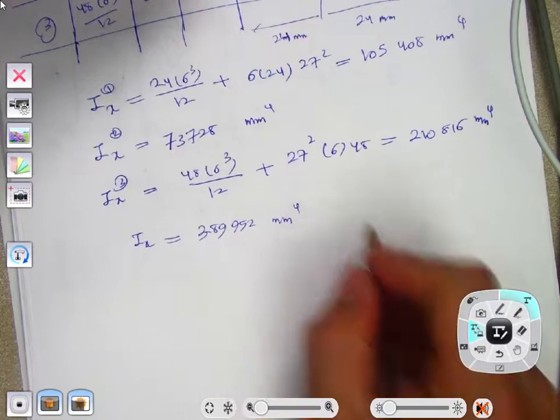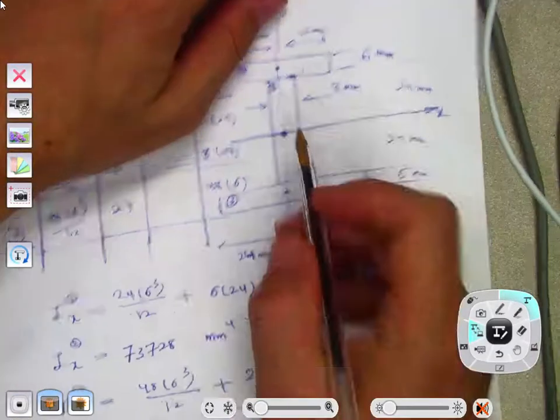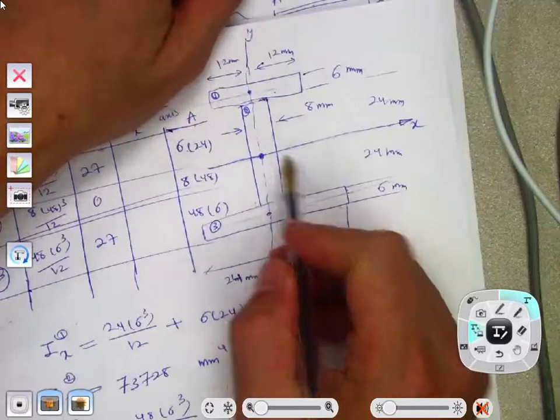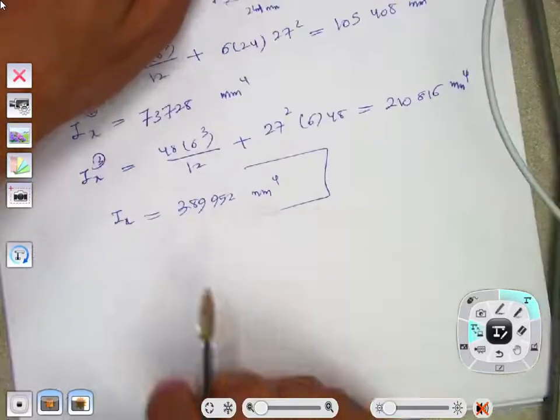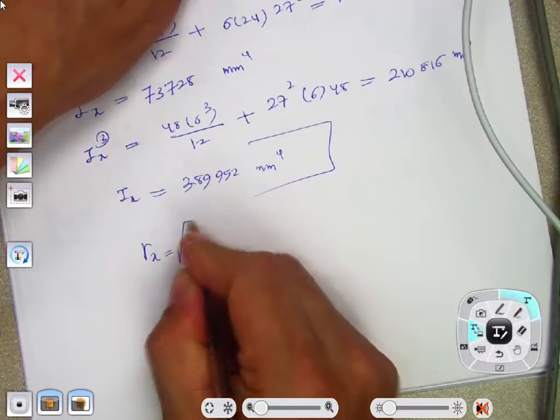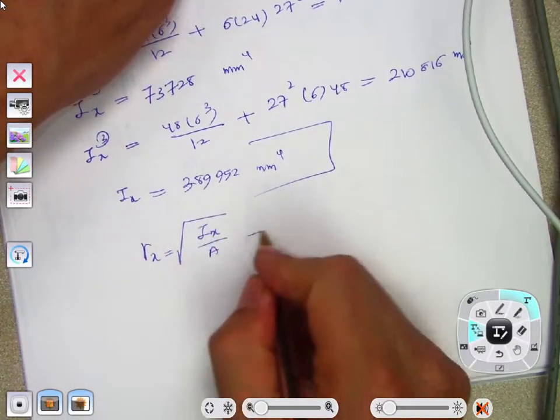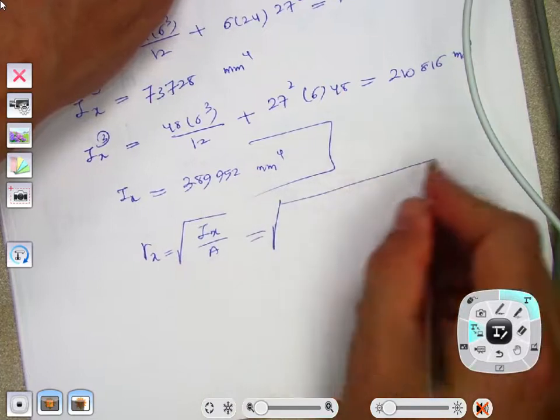Alright, so this is my moment of inertia. What if I'm interested in finding the radius of gyration about the x-axis too? As I said earlier, Rx is basically Ix divided by area, and then the square root of that. So what is Ix? I found it.